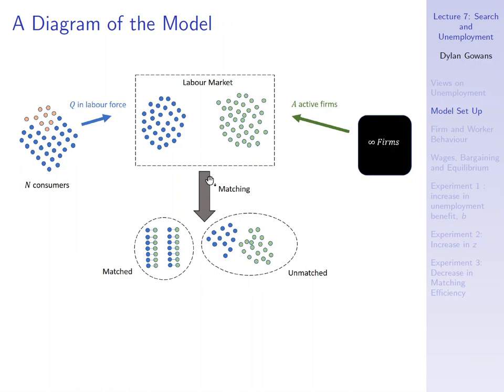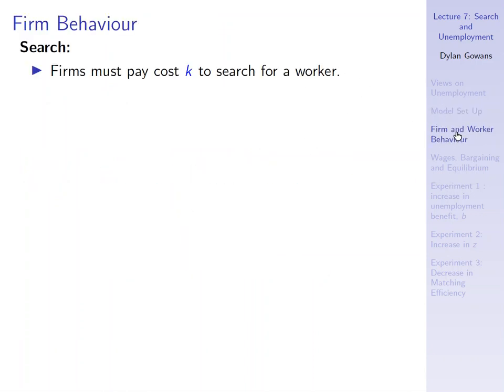Now we're going to look at, given that matching function and the other variables in the model, how Q is determined and how A is determined. So put another way, how rational consumers will choose to enter the market and how rational firms will choose whether or not to enter the market. So we're going to start with firms.